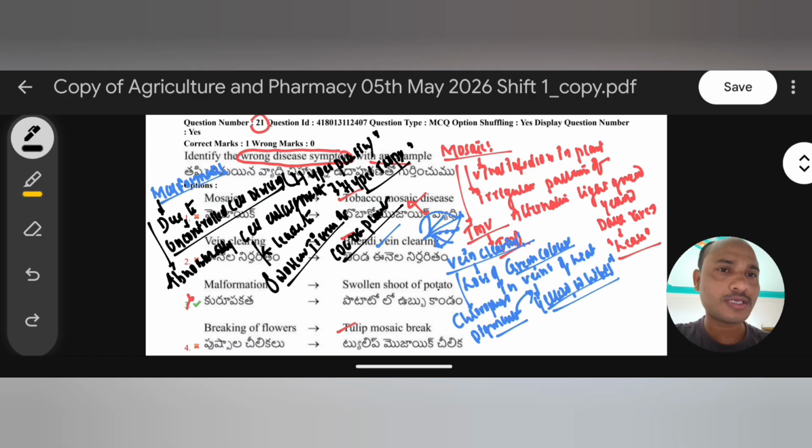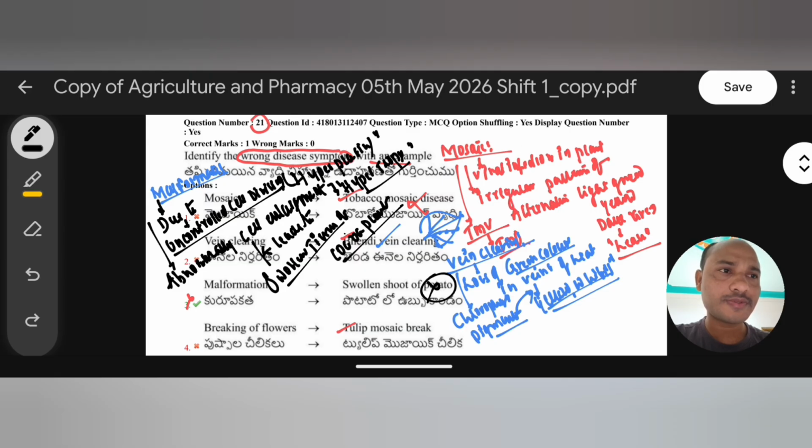But here in the option giving potato plant, so in potato it does not occur. Generally potato stores food, hence it appears like a swollen part. Why does potato appear like a swollen part? Because it stores food in its stem, but not due to uncontrolled cell division or abnormal cell enlargement.